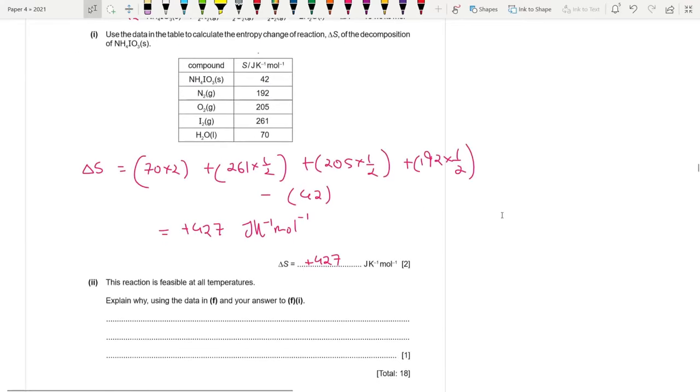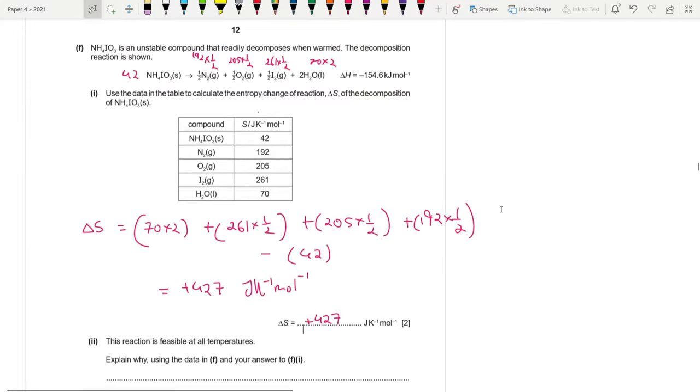Explain why using the data in F and the answer to F1. Interesting. Basically, guys, look at this. This is the equation for Gibbs free energy. You guys know that Gibbs free energy del G is equal to del H minus T del S, right? Now, for a reaction to be feasible, Gibbs free energy must be negative.